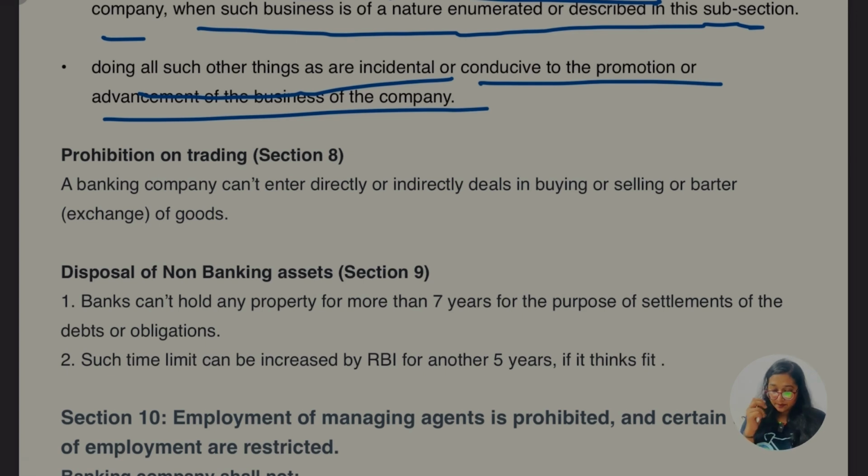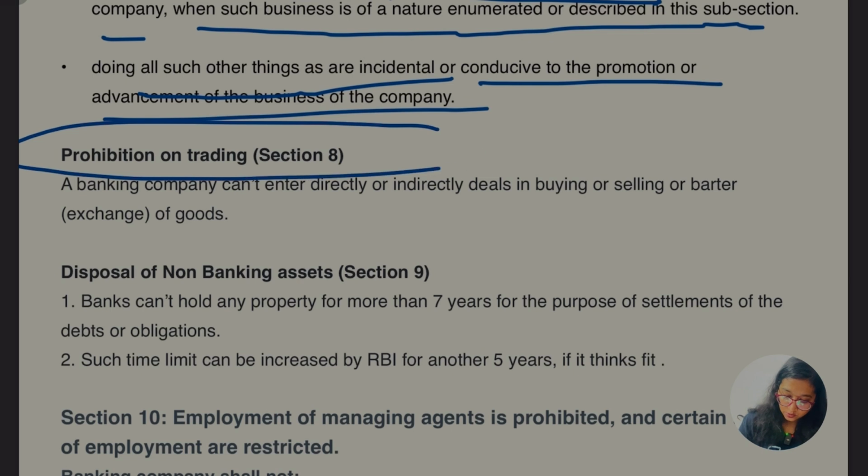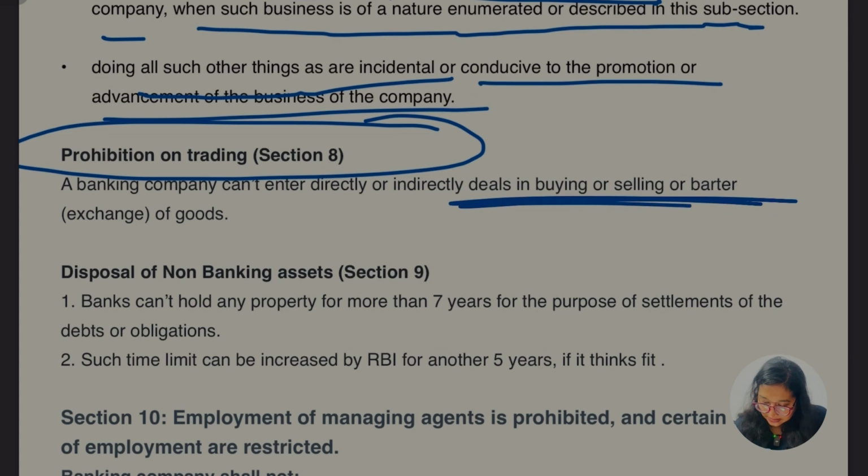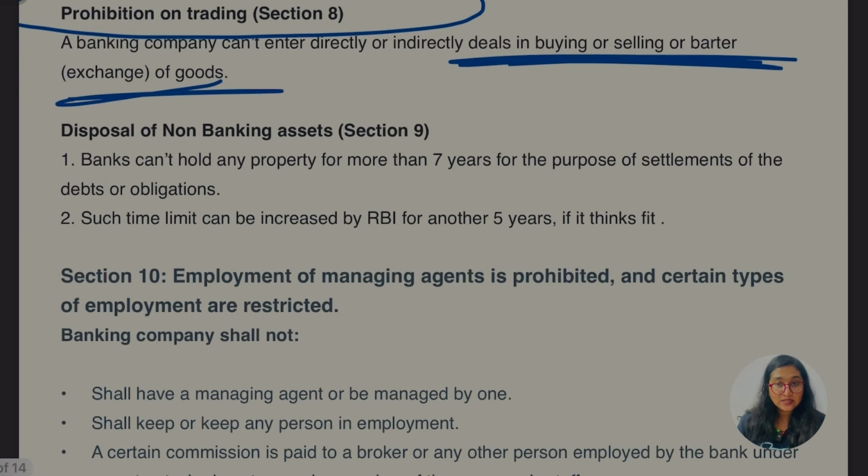But there are some things which are prohibited for the banking company. On the prohibition on trading, section 8 says that there are some things which cannot be done by the banking company: a banking company cannot enter, directly or indirectly, into dealing in buying or selling or barter of goods. Have you ever seen any banking company doing this? Either buying any goods directly or indirectly? No, they cannot. So this is the prohibition on their trading as per section 8.